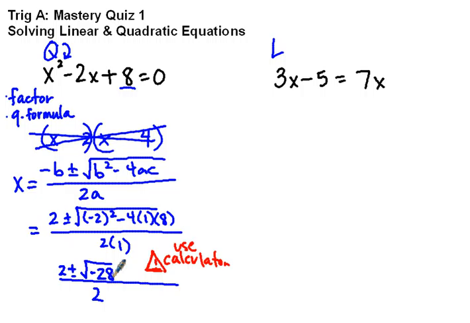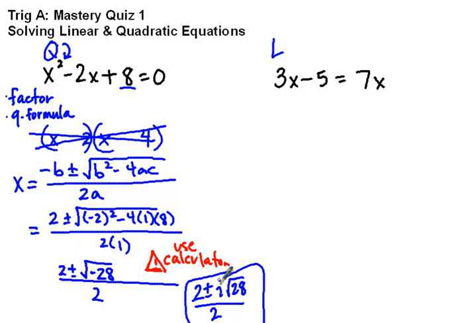We have one more step to do, because we ended up with a negative sign underneath the square root. That means our answer is imaginary. So our final answer here is 2 plus or minus i times the square root of 28, over 2. That's all you need to do for the quiz.